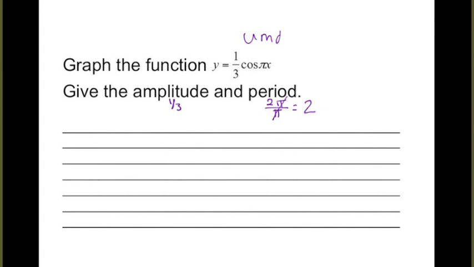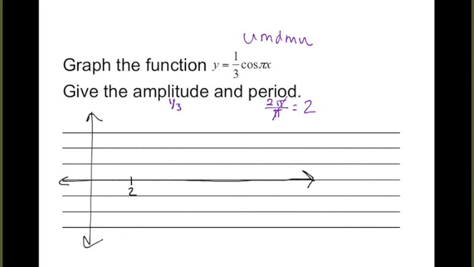Now in making my axes this time, our period does not care about pi's. The period is just 2. So instead of marking out where pi is, I'm going to mark out where 1's are. Since my period's 2, I'm going to take 2 lines of my paper and flip it over and call it a 2.